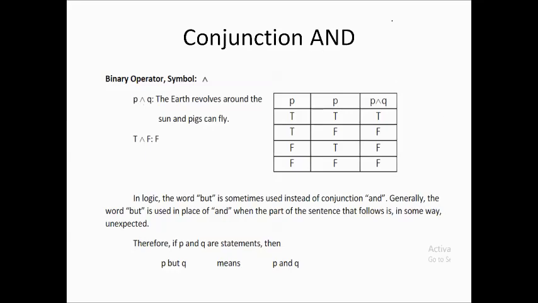In logic, the word but is sometimes used instead of the conjunction and. Generally, the word but is used in place of and when the part of the sentence that follows is in some way unexpected. So therefore, if P and Q are statements, then P but Q means P and Q. So sometimes you can use but instead of and.